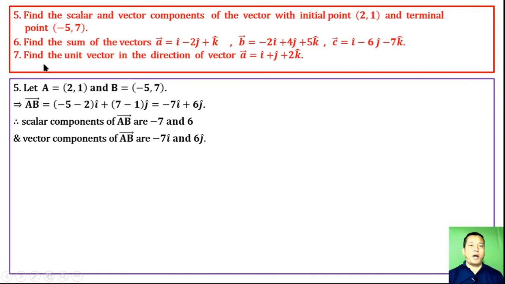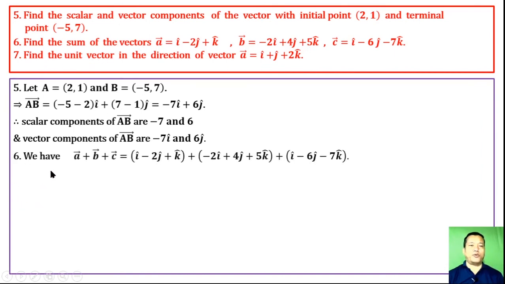Question number 6. Find the sum of these three vectors. We have the sum of the vectors as A vector plus B vector plus C vector. Substitute the values of A, B and C, then add the i coefficients, the j coefficients and the k coefficients together. Simplifying, we get minus 4j minus k, which is the sum of the vectors.